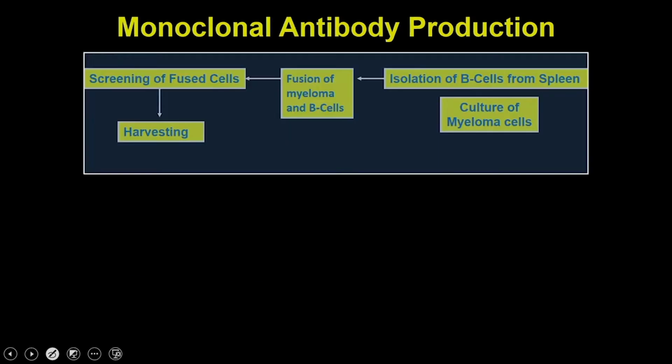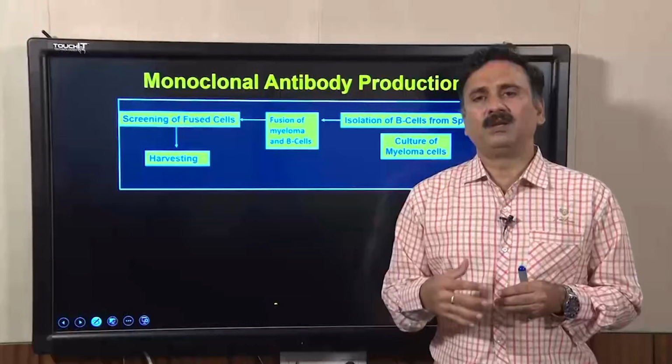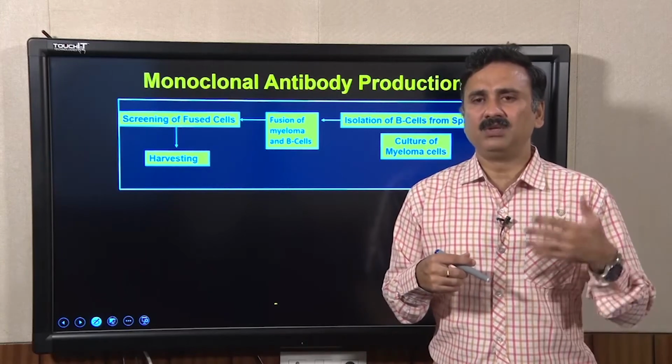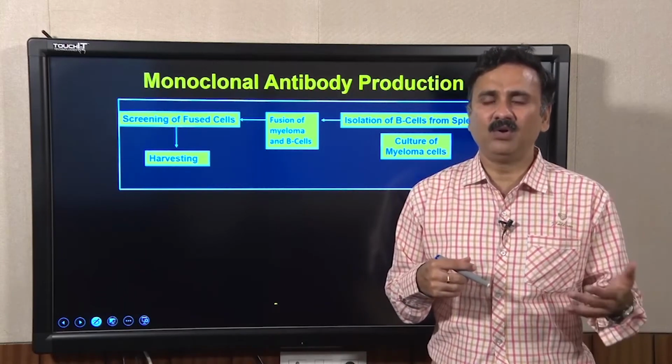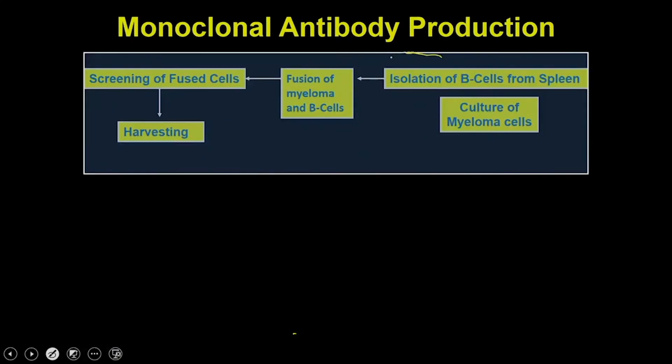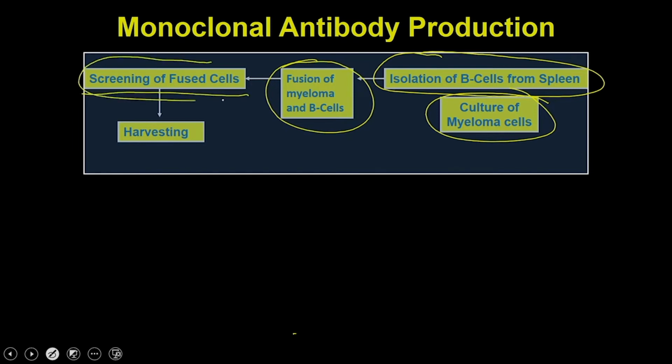So, up to this point we have immunized the animals and we have antibody-producing animals. Now we can proceed to generate the hybridomas, screen them, and then harvest the monoclonal antibodies. First, you have to isolate the B cells from the spleen. You culture the myeloma cells and put them into the fusion reaction, so that the myeloma and B cells are fused. Once you have the hybridomas, you screen them to know which clone is producing good antibodies, and then you can do the harvesting.